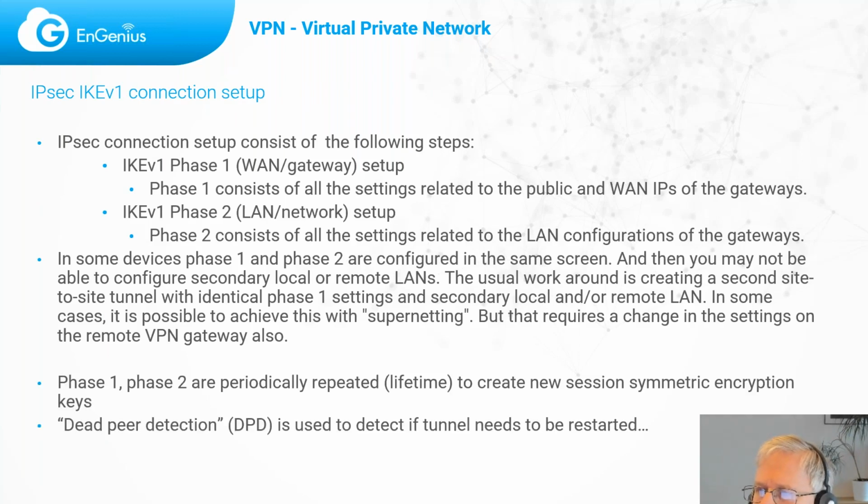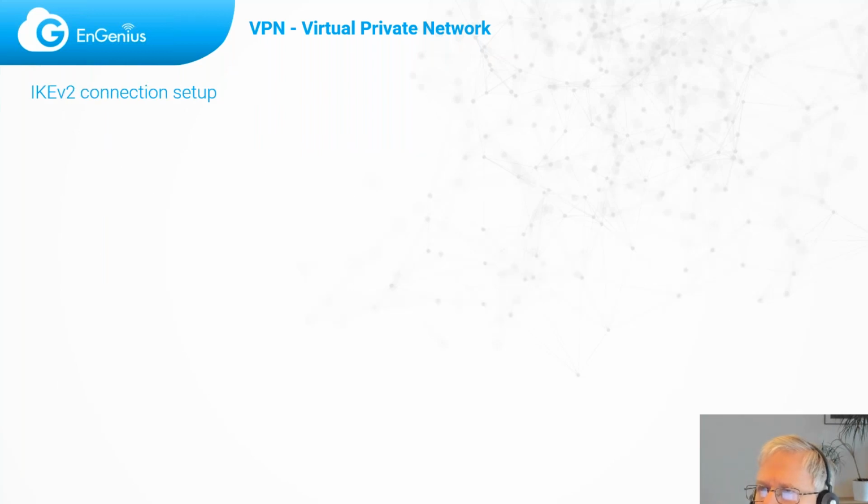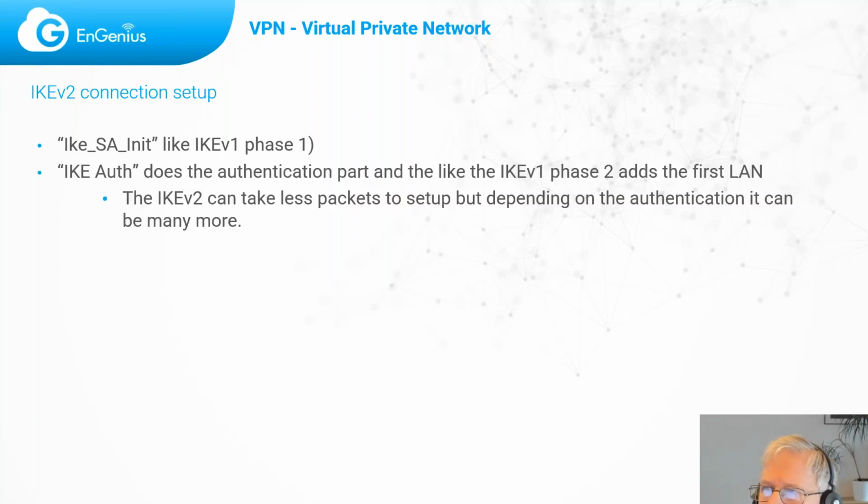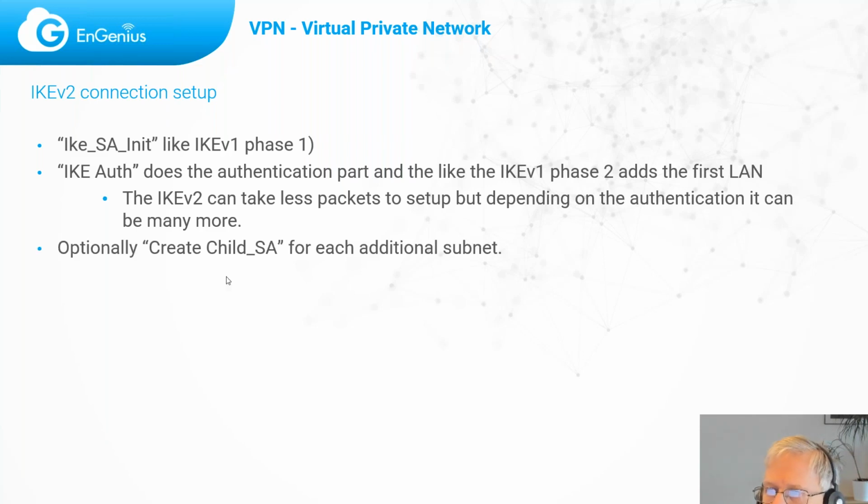We have this part, dead peer detection explained. For IKEv2, it's called differently, but the IKE_SA_INIT is comparable to what you have in phase 1 of IKEv1. And then you have the IKE_AUTH exchange, which does more or less the same as what you see in phase 2. But if you have multiple networks, then it will do a CREATE_CHILD_SA for each additional subnet.